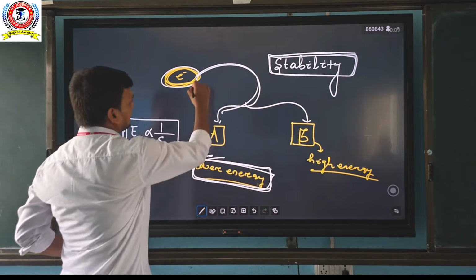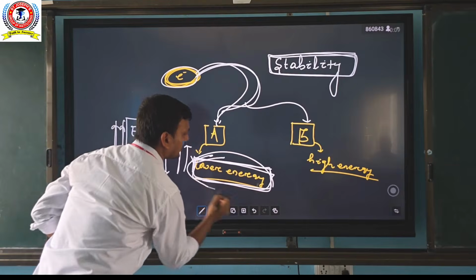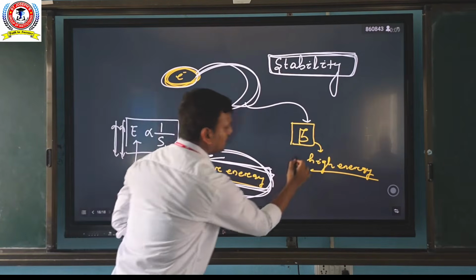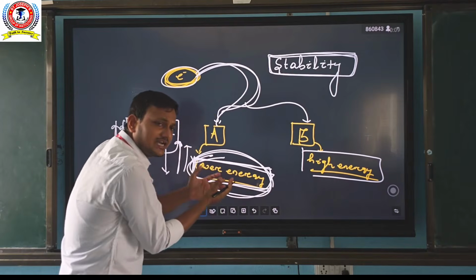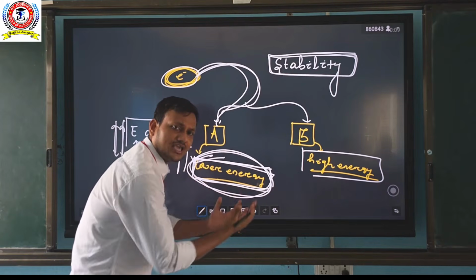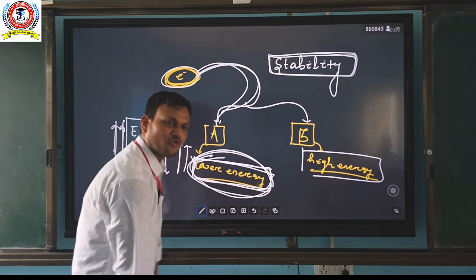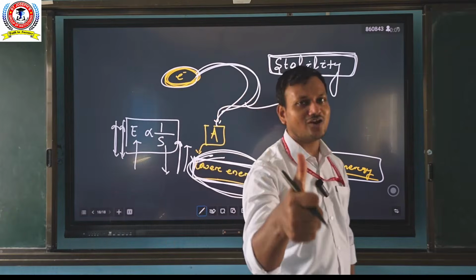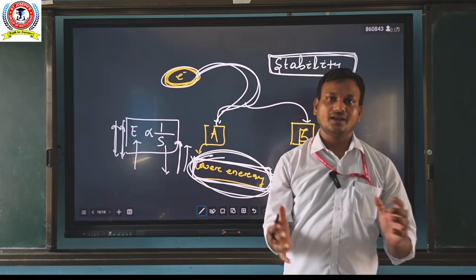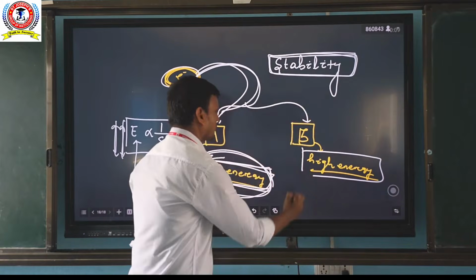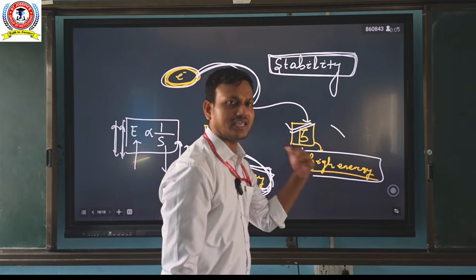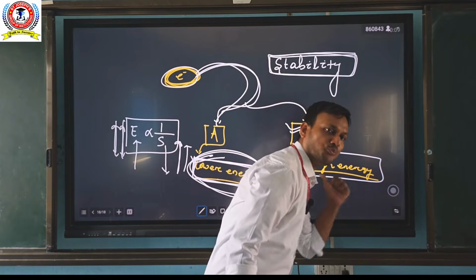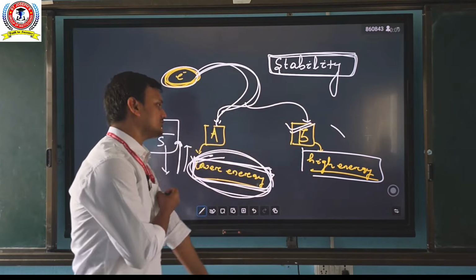That means the electron prefers the lower energy state rather than the higher energy state, because when the electron is present in lower energy, it feels more stable as compared to when it is present in the higher energy state or higher energy place, and this place is your B place.